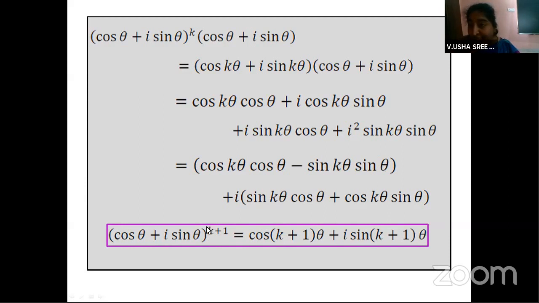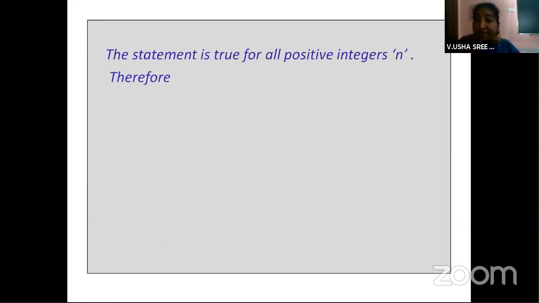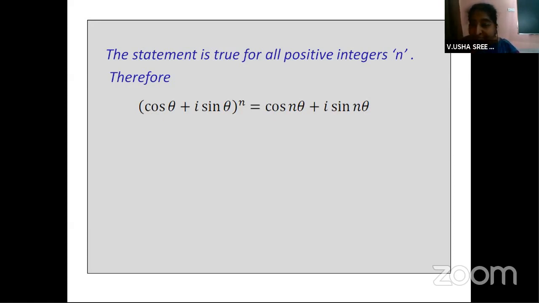See, in the statement of De Moivre's theorem, we had n, isn't it? Now, instead of n, you are getting k plus 1 here. And instead of n here, you have k plus 1. That means we can always say the statement is true for all positive integers n. Therefore, (cos theta plus i sin theta) whole power n is equal to cos n theta plus i sin n theta. That means we have proved the statement when n is a positive integer. This is your case 1.